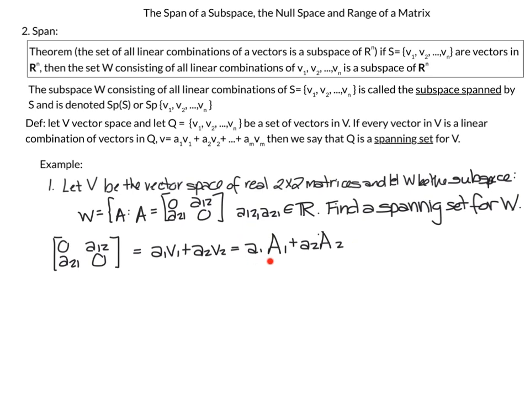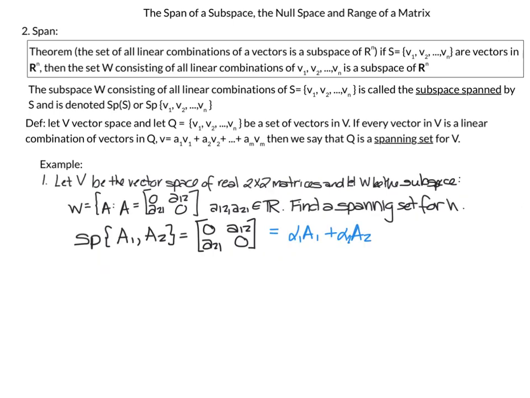So I want to multiply a scalar times A1, my first matrix, plus another scalar times A2, and get this matrix here. And just a word on why I thought there would be two matrices that would span the space. It's because I'm looking at these variables here, A12 and A21, and there's only two variables, so I should be able to cover it with two vectors. This will become more clear once you see the solution.